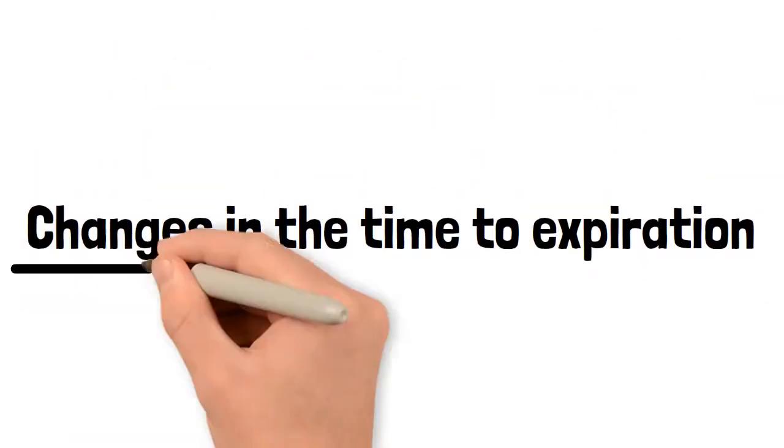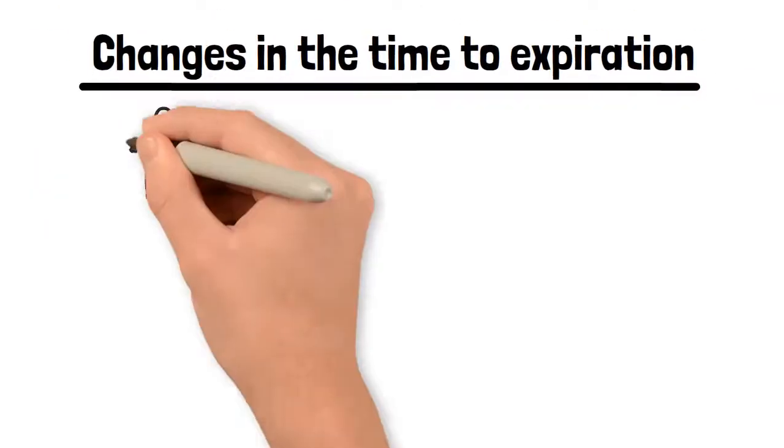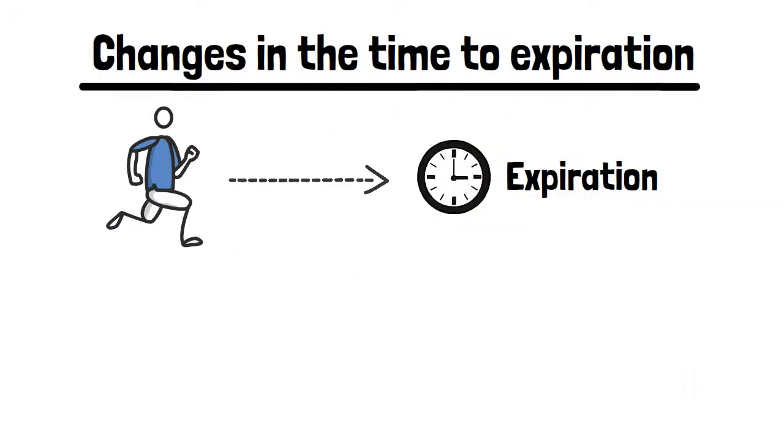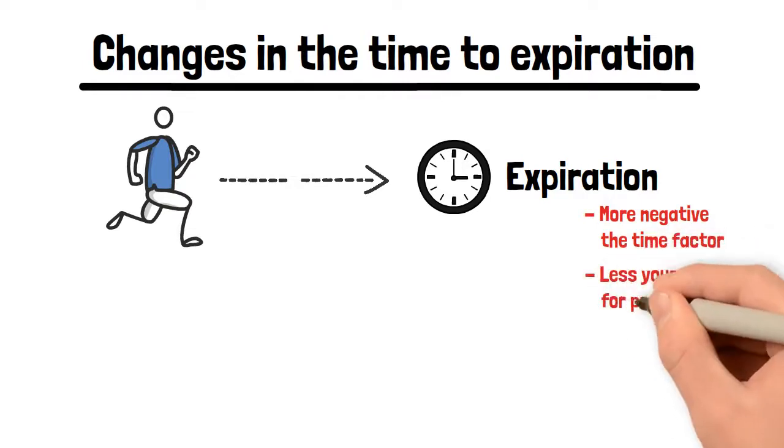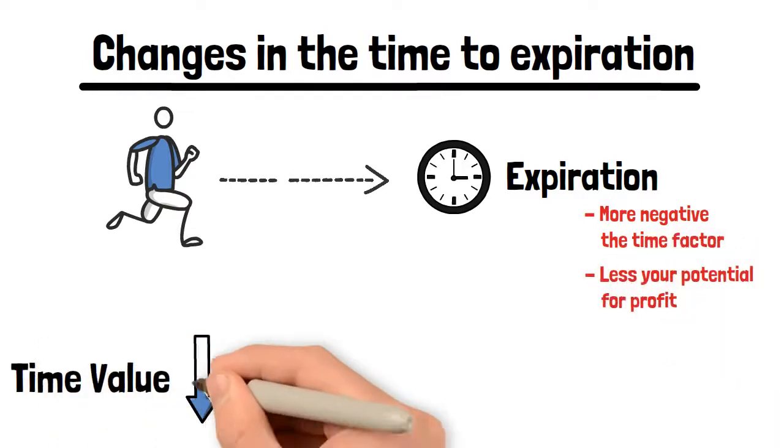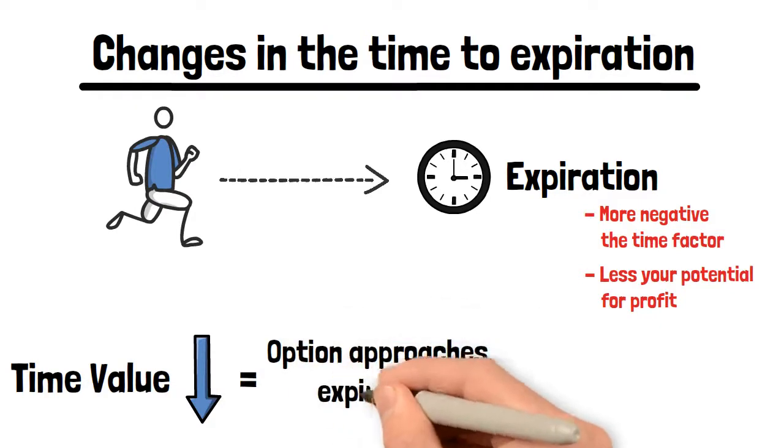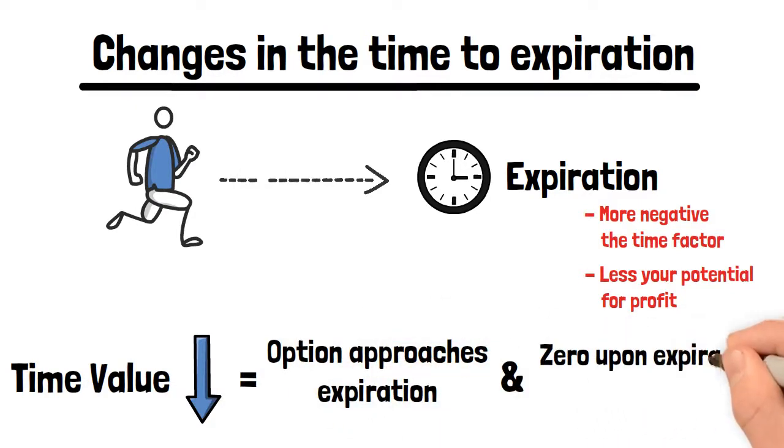Changes in the time to expiration. The closer you get to the time of expiration, the more negative the time factor becomes for a holder of the option, and the less your potential for profit. Time value shrinks as an option approaches expiration and is 0 upon expiration of the option.